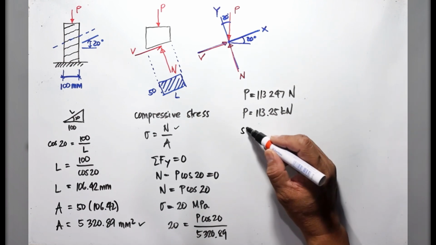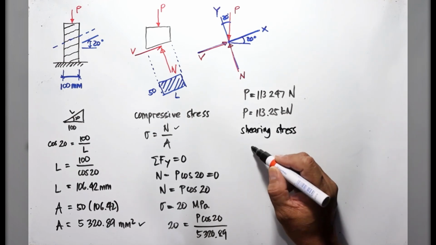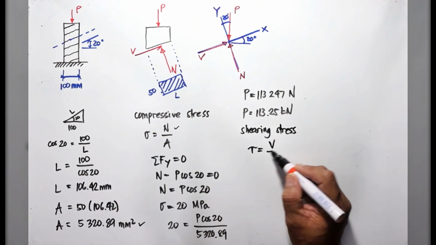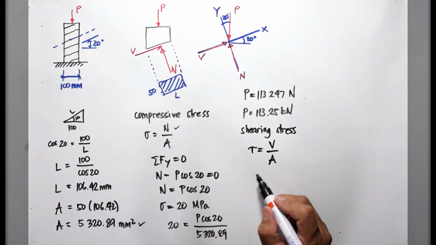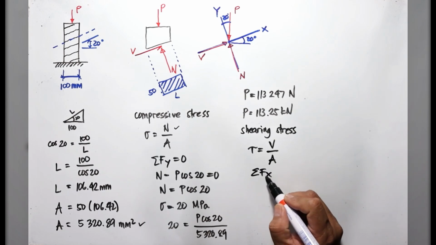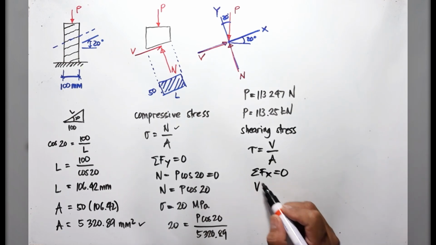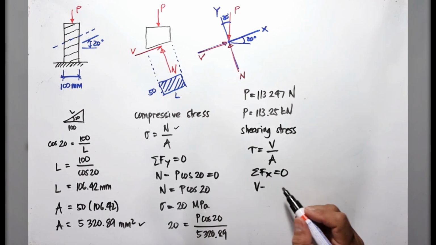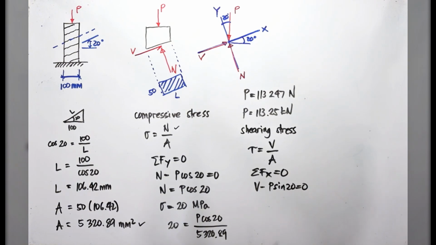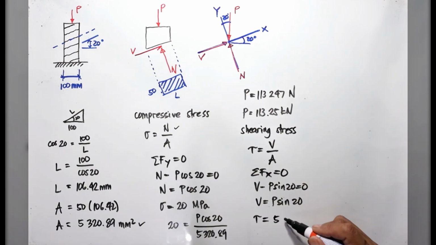Considering the shearing along the grain, shearing stress is V over A. To solve for V, we just sum up forces along X equals 0. That's V minus the X component of P, which is P sine of 20. So V therefore is P sine of 20. Then we're given the shearing stress. That's 5 meganewton per square meter, or 5 megapascal.